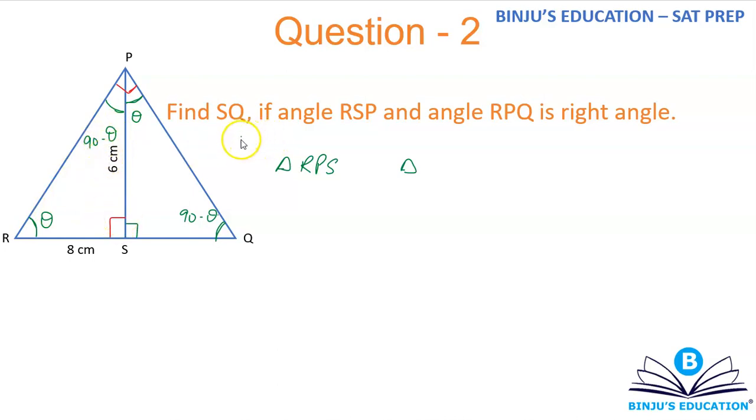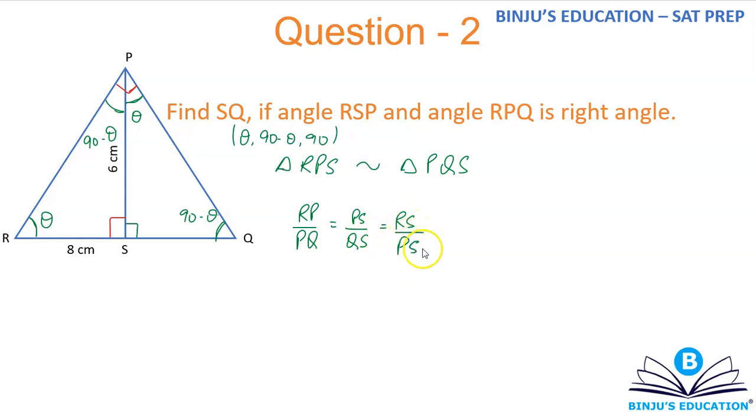RPS is theta, 90 minus theta and 90. So I'm having angles theta, 90 minus theta and 90. So in triangle PQS, I'll have to take the order in the same fashion. So I want theta, that is P, then I want 90 minus theta, that is Q, then I want 90, so that is S. So these two triangles will automatically be similar because the corresponding angles are equal, which also means that the sides are going to have the same ratio. So RP by PQ will be equal to PS by QS will be equal to RS by PS.